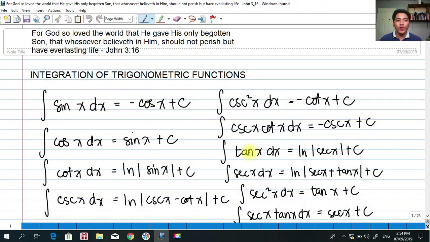Hi, so for today, we're going to talk about the integration of trigonometric functions. I already have a video about solving examples involving the integrals of trigonometric functions. But in this video, we're going to focus more on the integration of the trigonometric functions. And for a review of the integrals of our trigonometric functions, we have the following formulas.